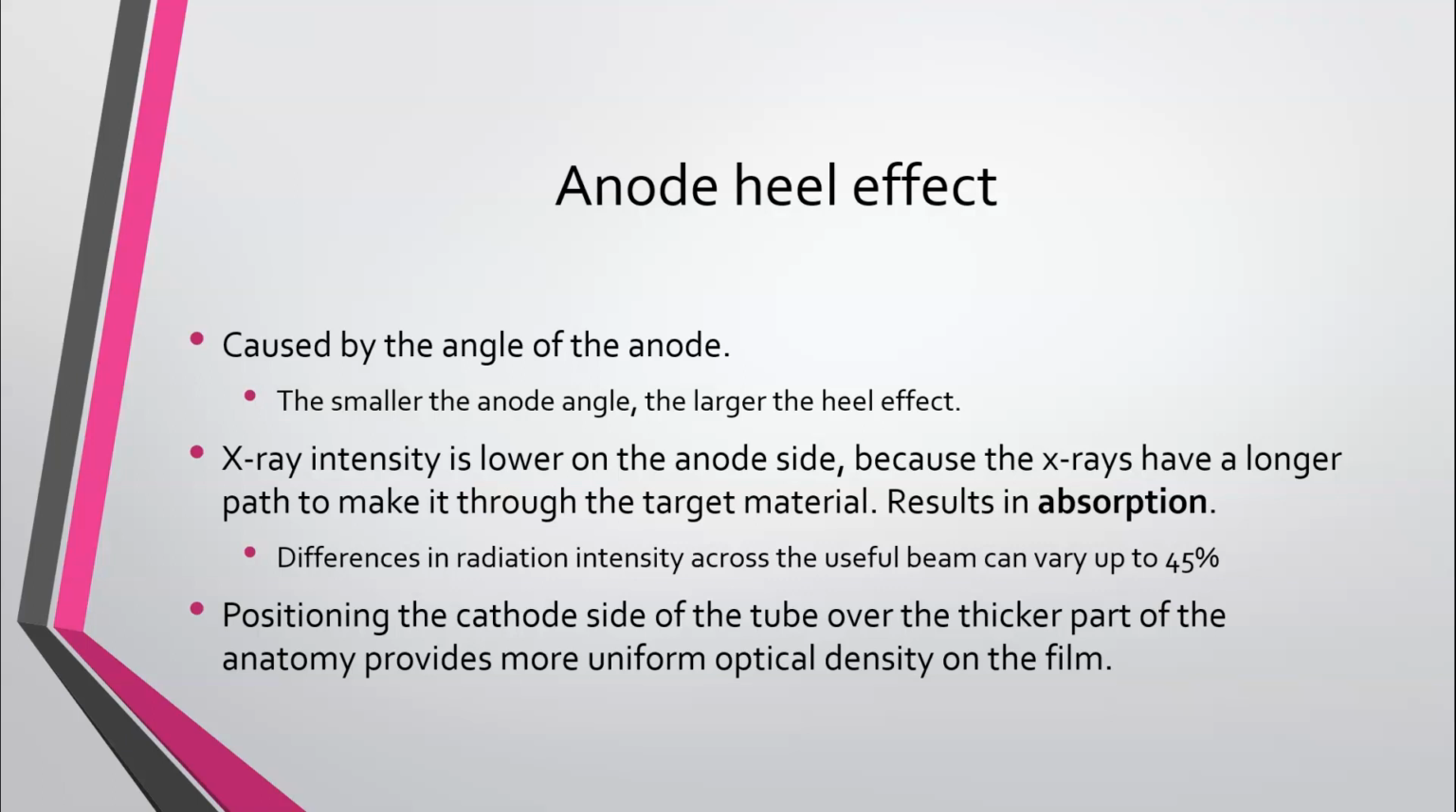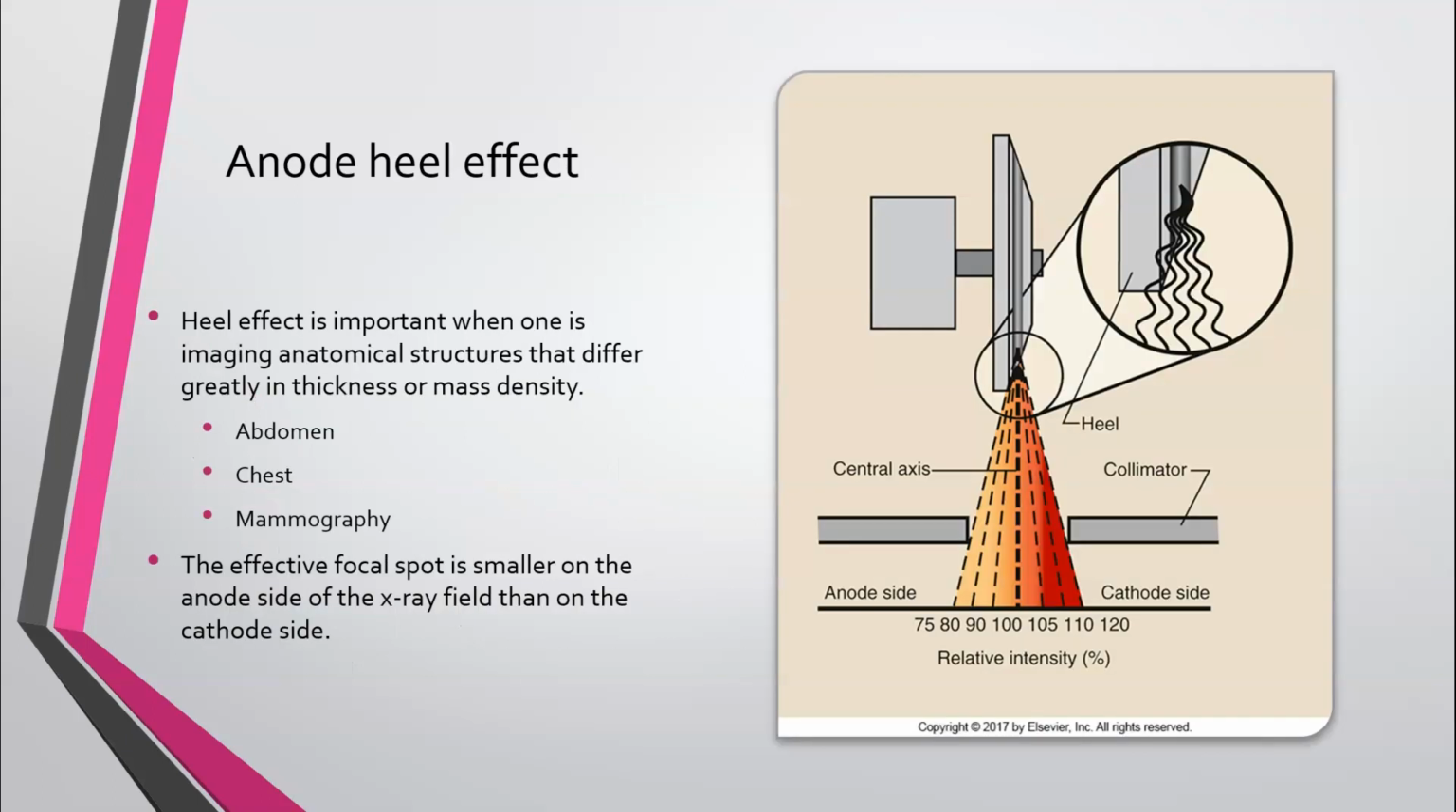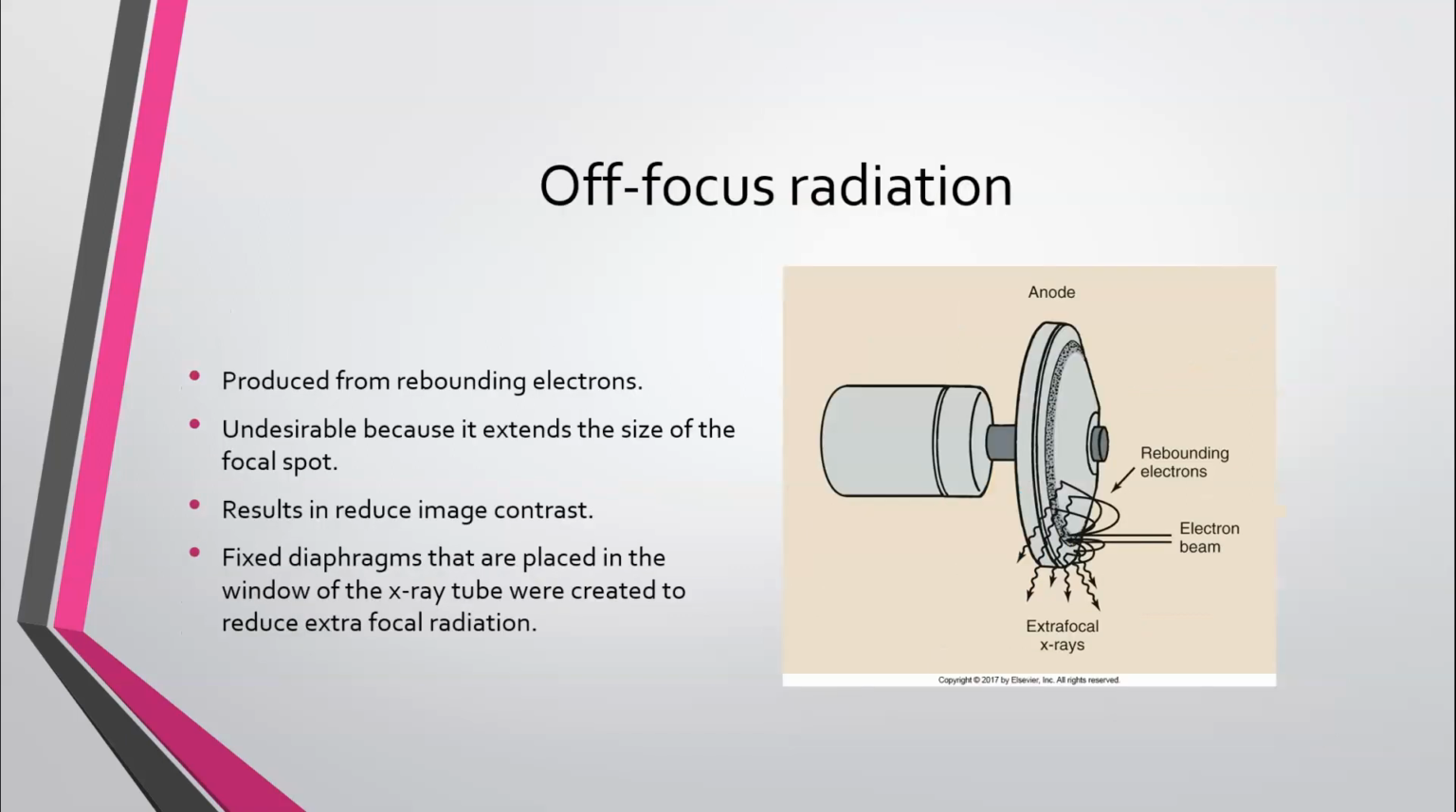It's huge. Remember, fat cat, fat cat, fat cat. So position the cathode side of the tube over the thicker portion of the anatomy, and it gives you a more uniform optical density. As we can see here, the metal is absorbing our photons, so we have less intensity compared to the cathode side. So the heel effect is important when one is imaging anatomical structures that differ greatly in thickness and mass. So the abdomen, the chest, mammo, feet are a big one. The effective focal spot is smaller on the anode side of the X-ray beam or the field than the cathode side. So fat cat, just remember that. It's going to be more intense on the cathode side.